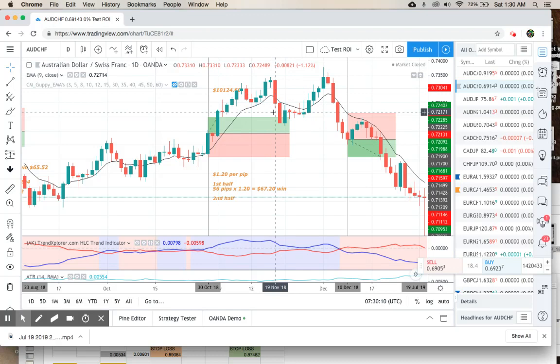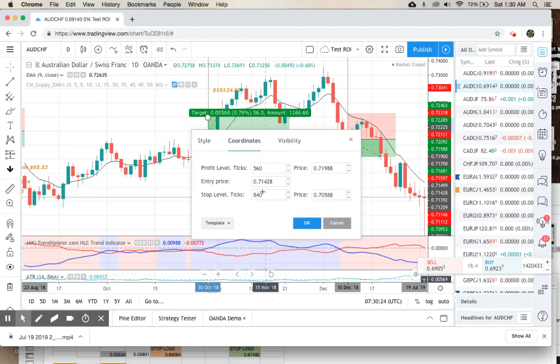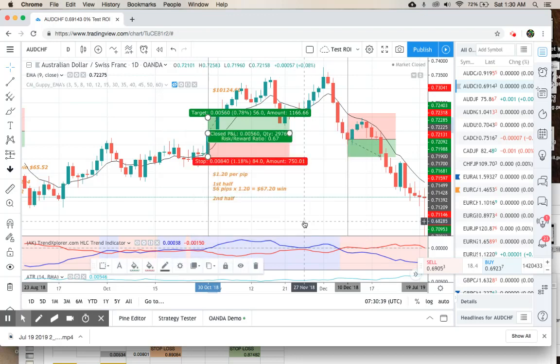Okay, so what is the close on that candle? 0.72489. Okay, 0.72489. And then where did we enter again? Minus 0.71428. So that would have been a 106.1 pips win.